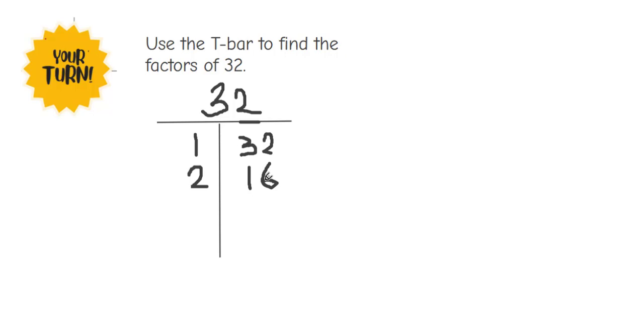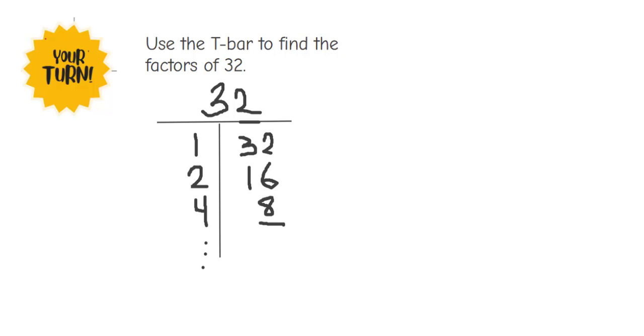No, 3 does not go into 32. 4 does. 4 times 8. And then we want to check 5. No. 6. No. 7. No. And then we come back to 8. Now see how that 8 is already on the other side? I don't have to keep going forward. All of these are the only other factors of 32.